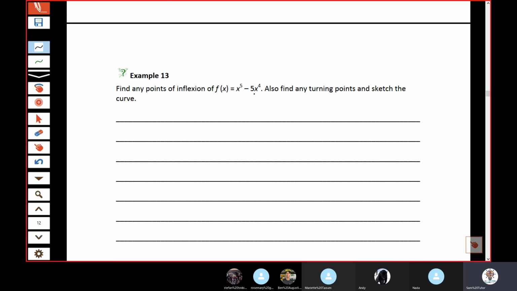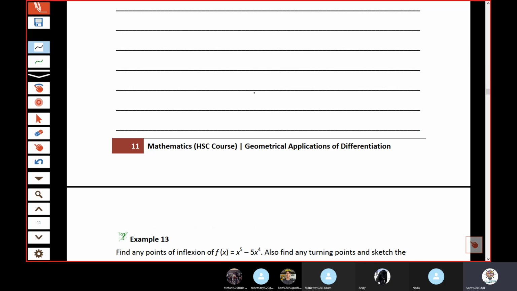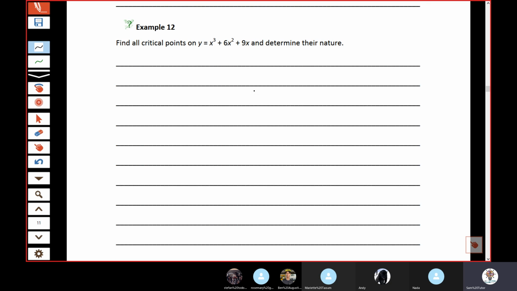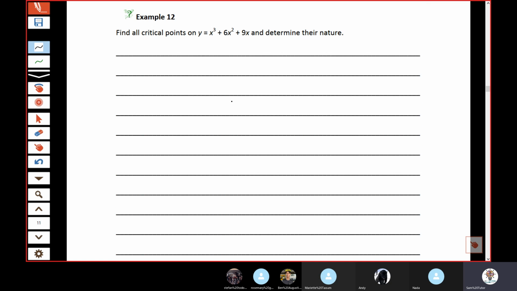Let's just jump into it. Let's do example 12. Find all critical points. What are all the critical points? X and Y intercepts, stationary points, and points of inflection. So pretty much, right? ISP, there you go, I never thought of that. All right, intercepts.